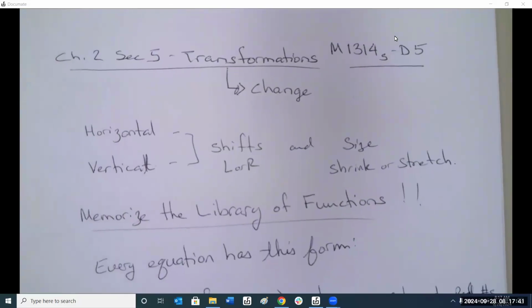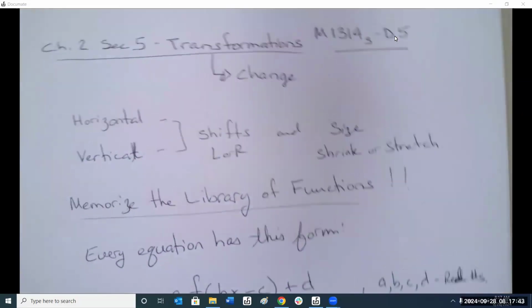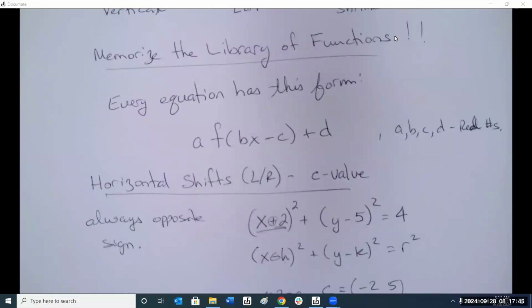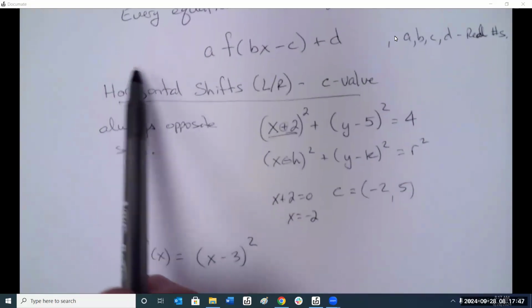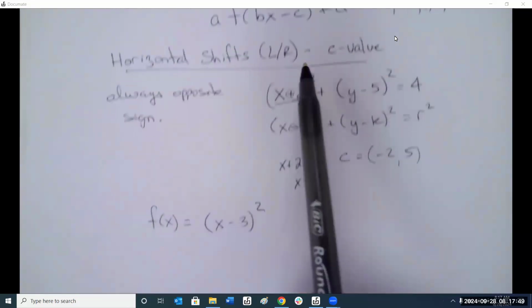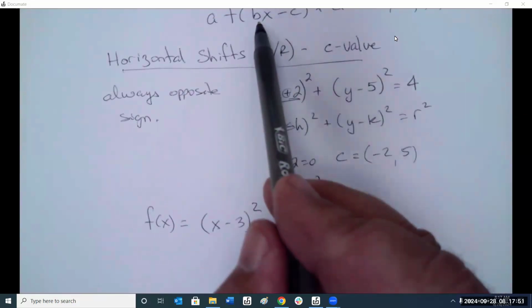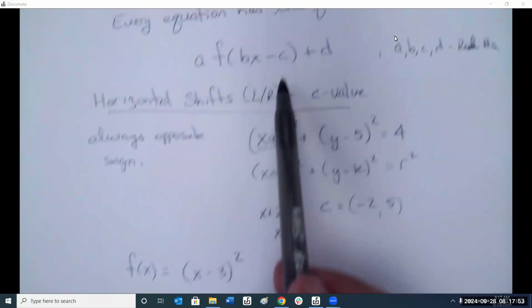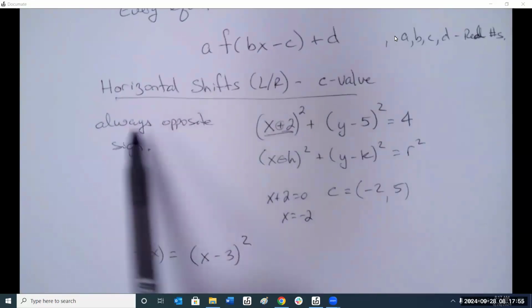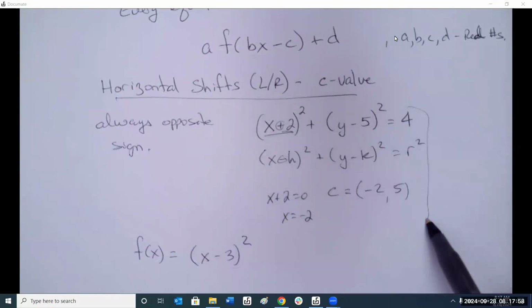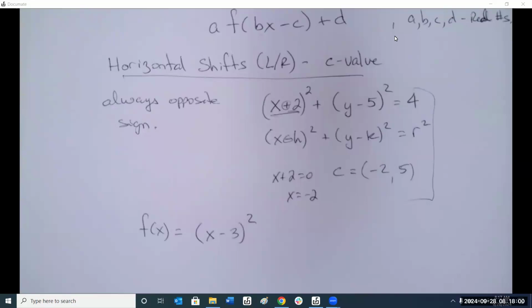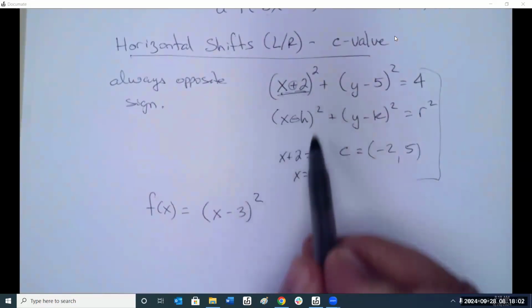We're dealing with transformations, horizontal and vertical transformations. Horizontal shifts occur inside the parentheses. We're doing this C value. And it's always the opposite, because this is what we did in chapter 1, the equations of circles. So it's always the opposite.